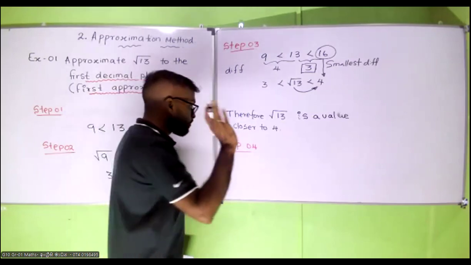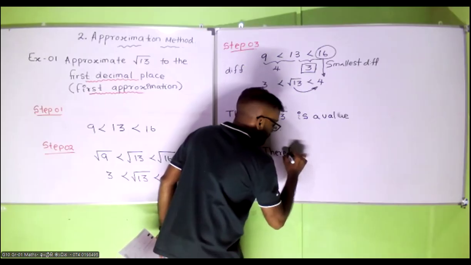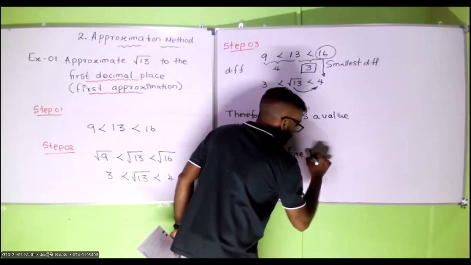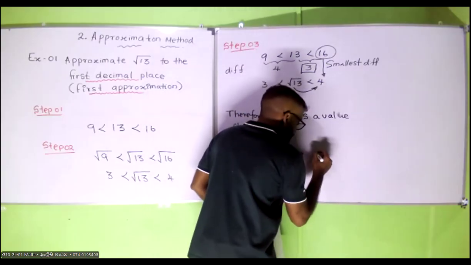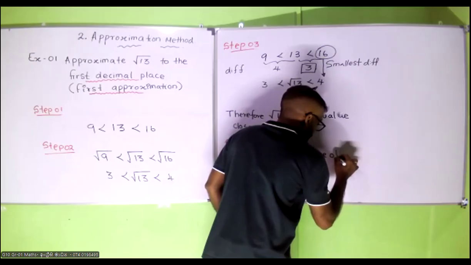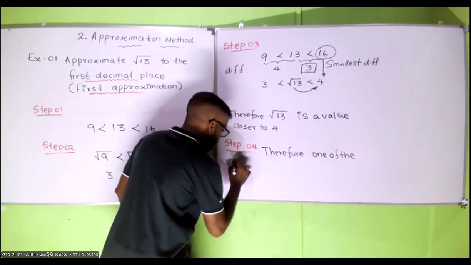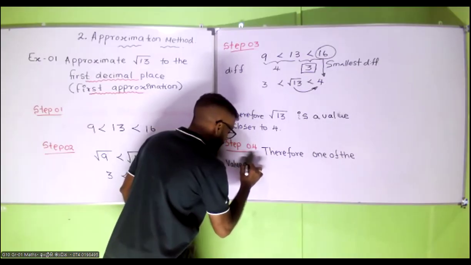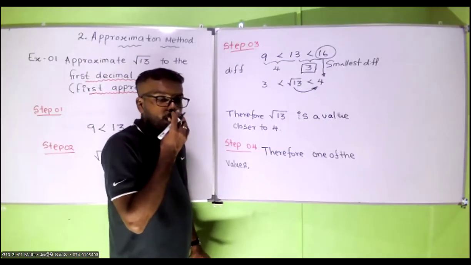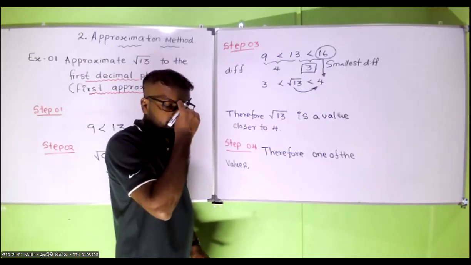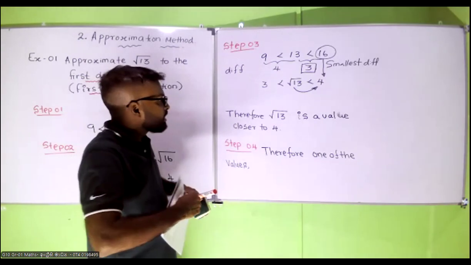Therefore, one of the values from, now look at the board. I will give you the time to write. Therefore, one of the values, right, comma, I am going to give you some values. Now, think how we are going to get these values. Now, think like this.